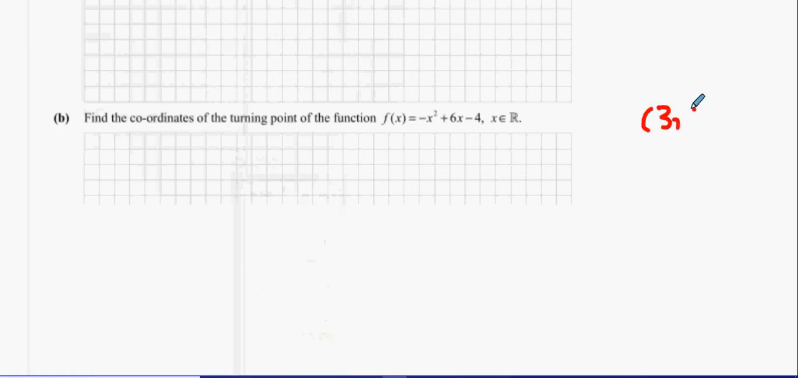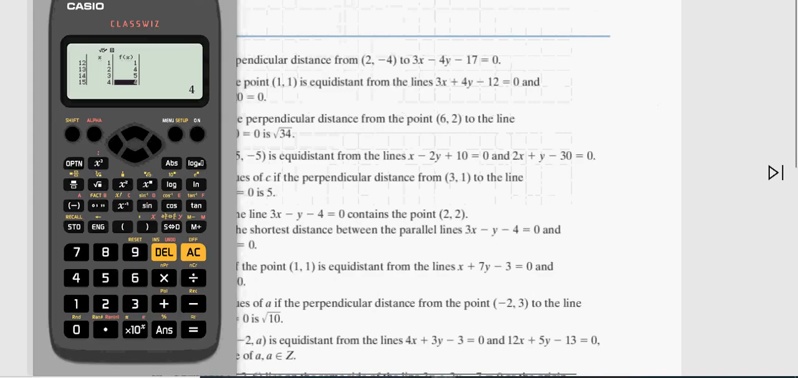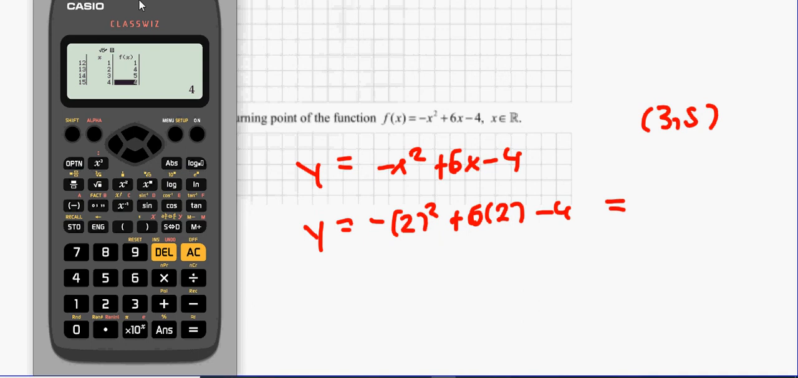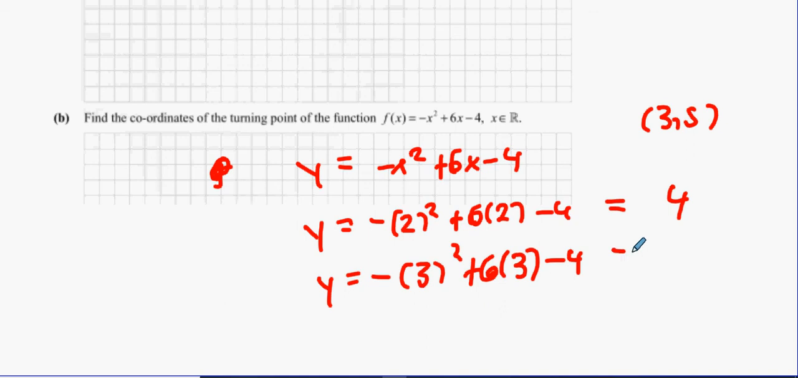Now, if you wanted the temp marks, what you could have said was: y equals minus x squared plus 6x minus 4. And then you could have said, I substitute in 2, and when you substitute in 2, you get 4. And then when you substitute in 3, and this could get you mid to high partial marks in the exam if you forgot how to do anything else.